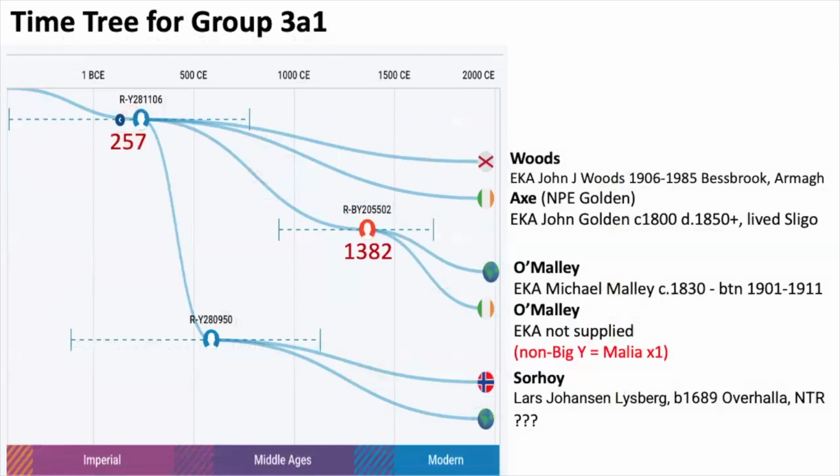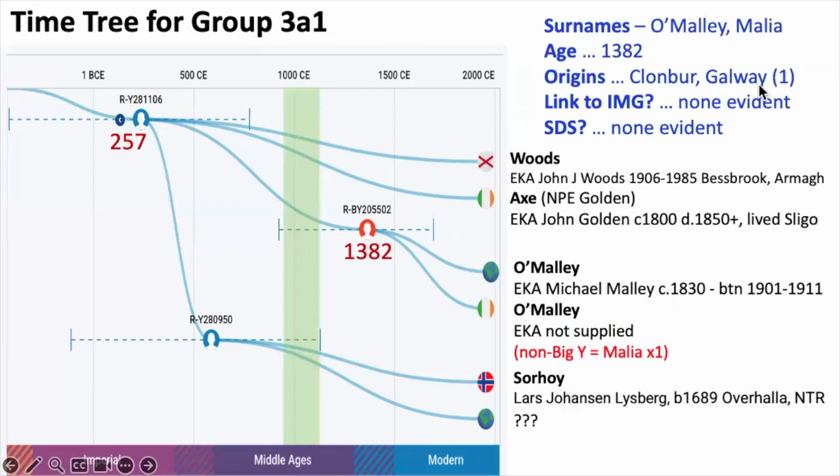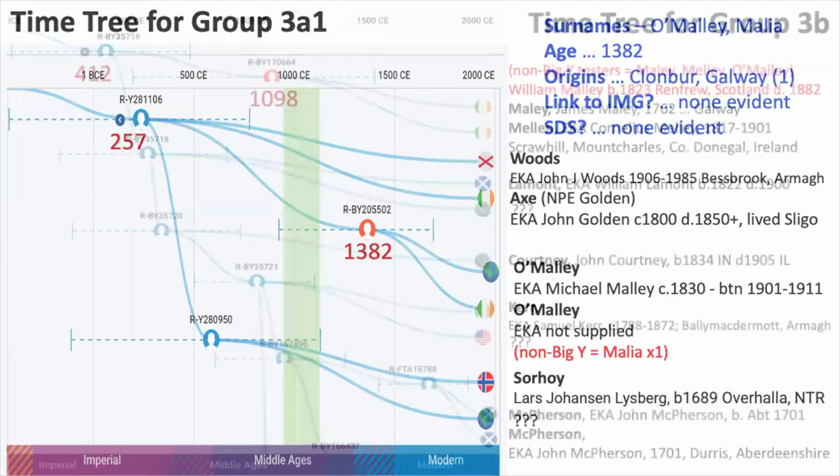Group 3A1, looking at this group, we find that that's where the green line is where surnames arose. They go back to about 1382, these two O'Malleys here. There's also another Malia who is not on the tree because he didn't do the Big Y test. But if we look at their origins, Clonbur in Galway is where one of them came from. We've known that they've carried the name since 1382. What happened between 1000 AD and 1382? We don't actually know at this point in time. So we have about 380 years that we still have to account for.